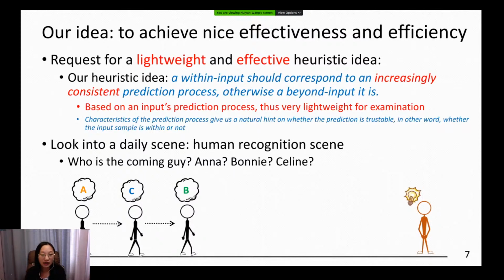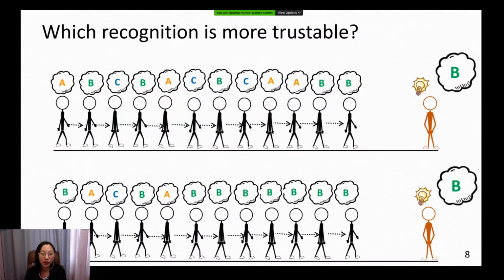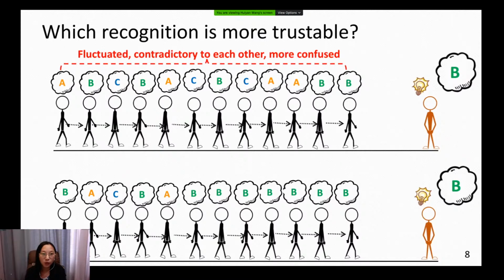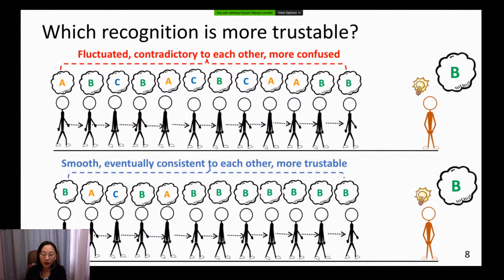Our idea on identifying the within input is that such input corresponds to an increasingly consistent prediction process. To better understand our idea, we now give a daily human recognition scene for illustration. In the slide, there is a guy walking closer and closer. We are gradually guessing who this coming person is. Here are two different recognitions. Although they both get the final B result in our guess, they actually differ from each other. The above one is more fluctuated and we can be easily confused during the process. The below one is much smoother and eventually consistent. Therefore, we naturally consider the below one to be more trustable in daily life.